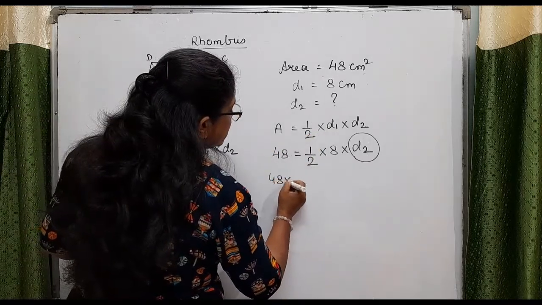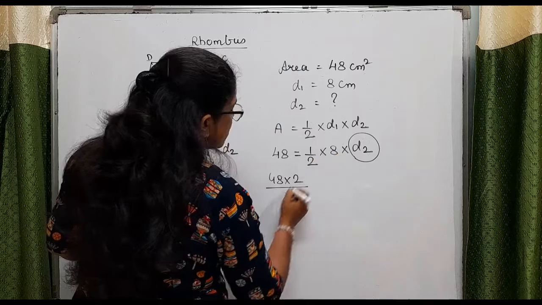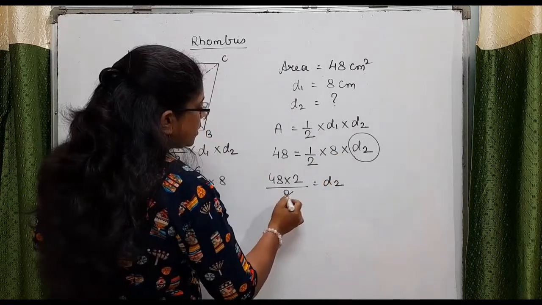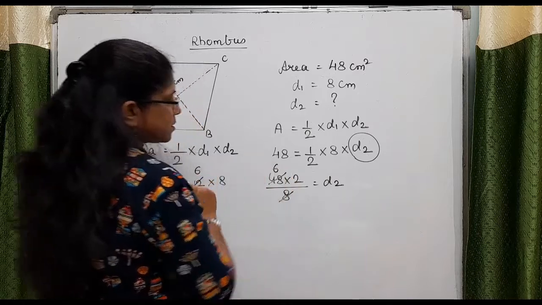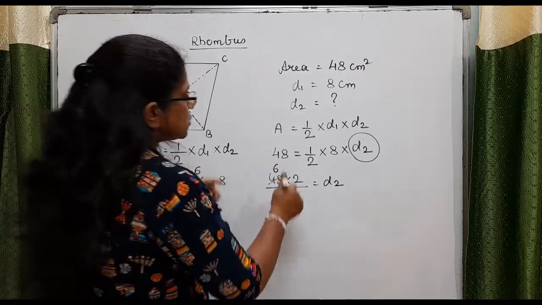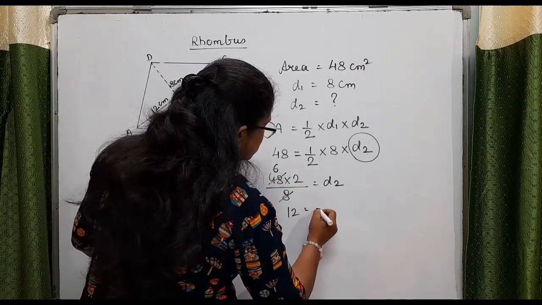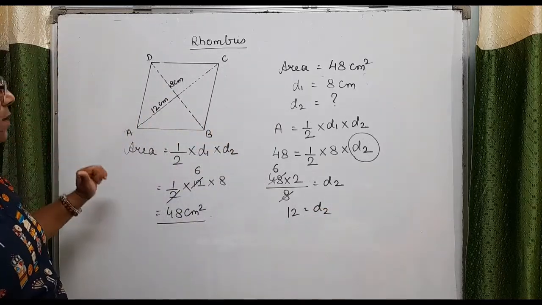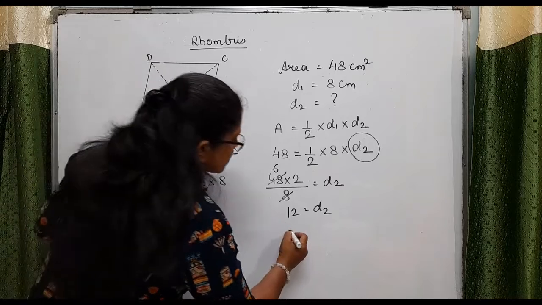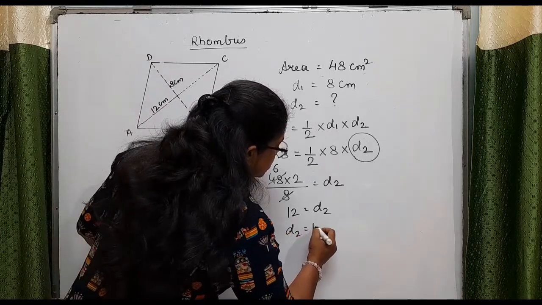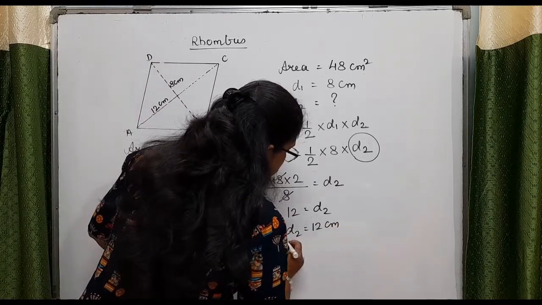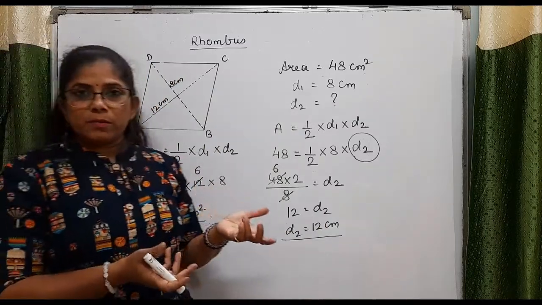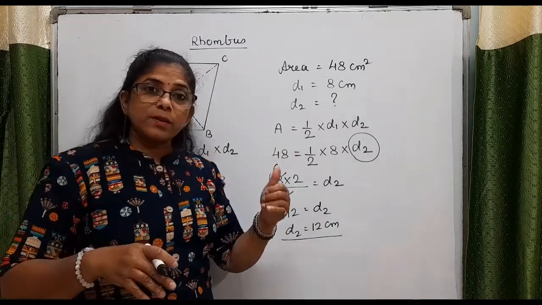So 48 into 2 upon 8 is our d2. 8 sixes are 48, 6 twos are 12. See, our second diagonal is 12 centimeter. D2 is 12 centimeter. So similarly, they may give the perimeter and length of the rectangle, find the breadth.